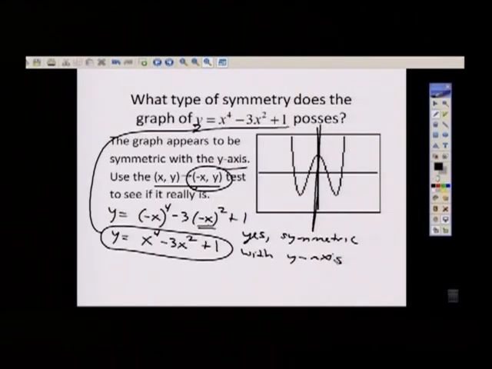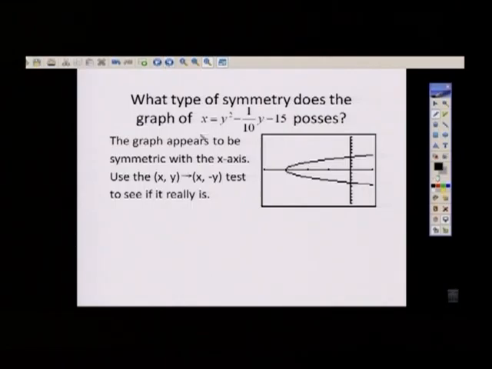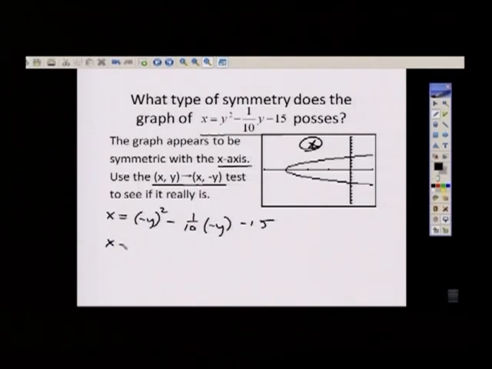So here's another one. We want to know what type of symmetry this graph possesses, if any. There's the equation and the graph of it on the calculator. And it appears to be symmetric with the x-axis. So we're going to use the symmetry with the x-axis test, which keeps the x value but puts in the opposite for y. So x would equal, I'm going to substitute in a negative y, or opposite of y, in the two y locations. So a negative y, or opposite y, that would still be y squared. This would make it a positive 1/10 y minus 15.